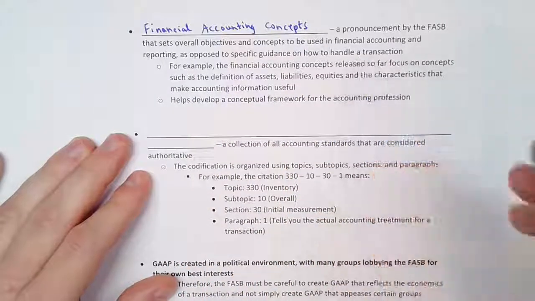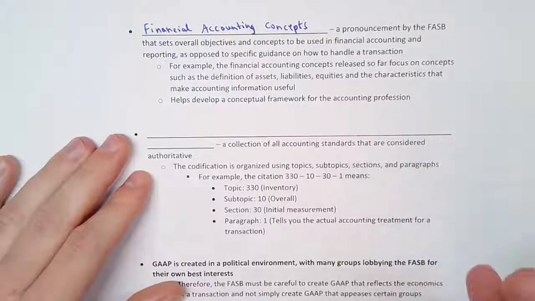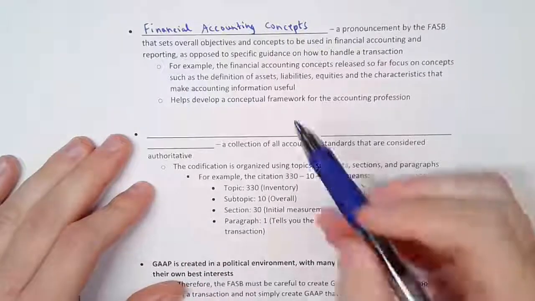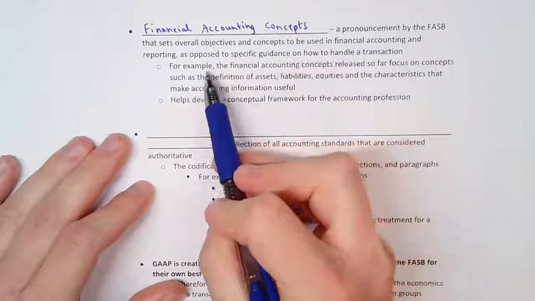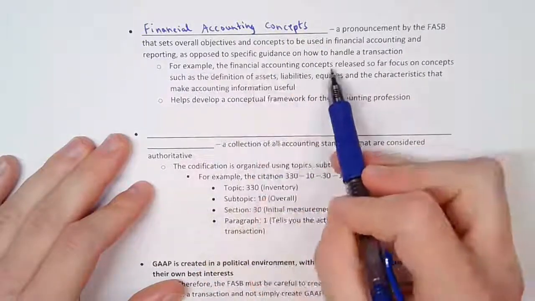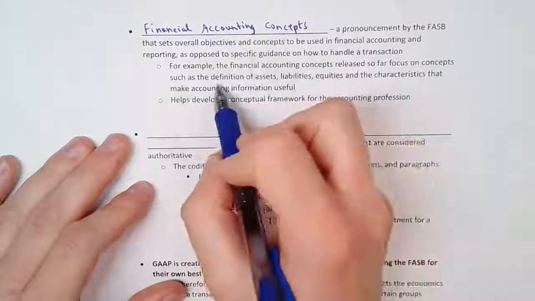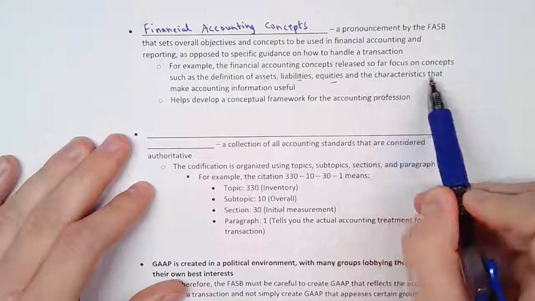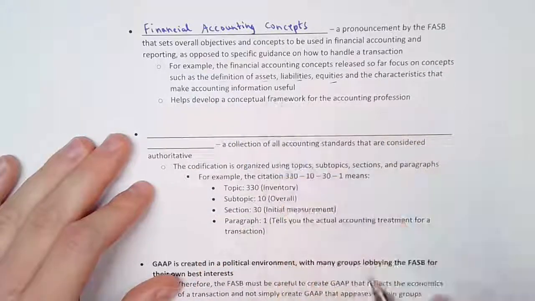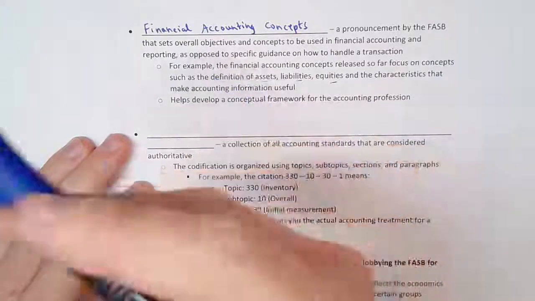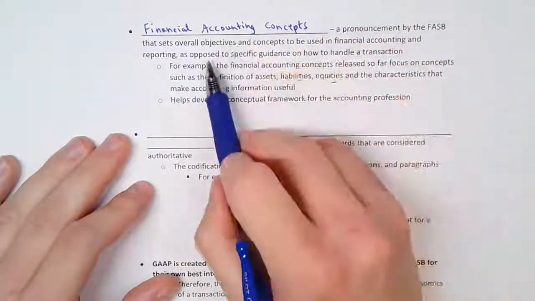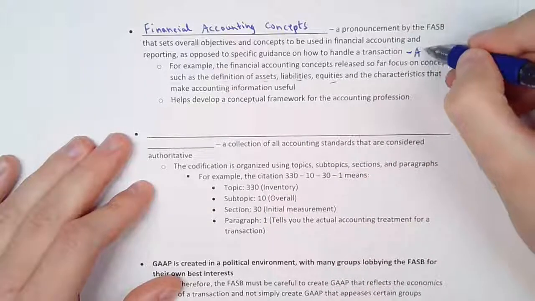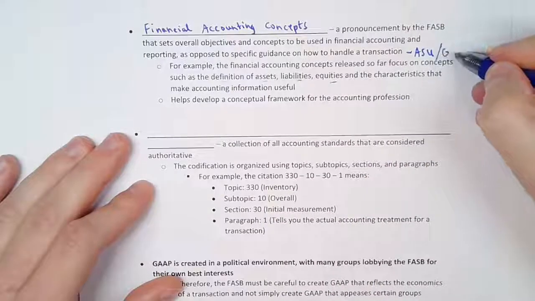So basically the difference between financial accounting concepts and accounting standards updates is that these financial accounting concepts, as an example, cover concepts such as the definition of assets, liabilities, and equity, and the characteristics that make accounting information useful, right? Versus in these ASUs, right? This is opposed to the specific guidance on how to handle a transaction. This would be like an ASU, also known as GAAP, right? GAAP, the Generally Accepted Accounting Principles.